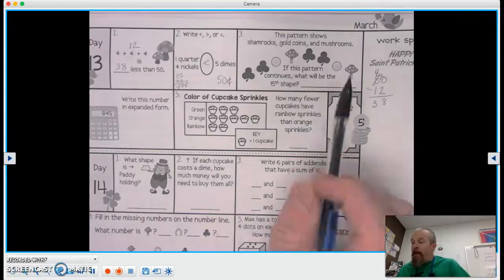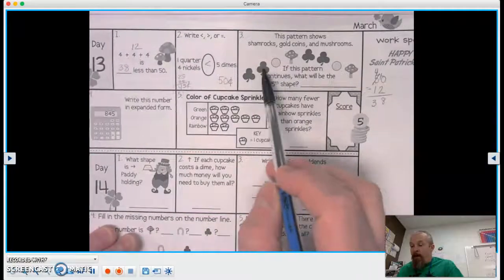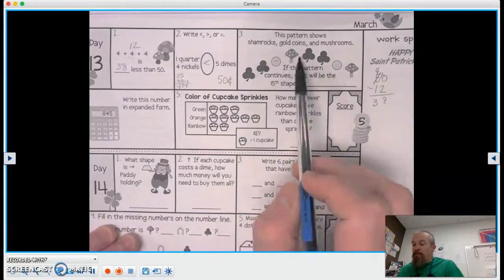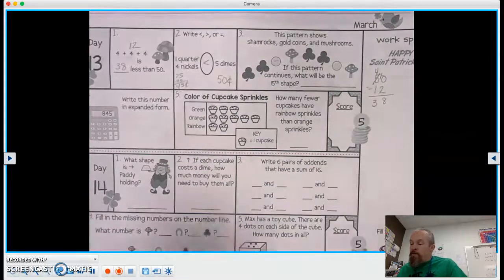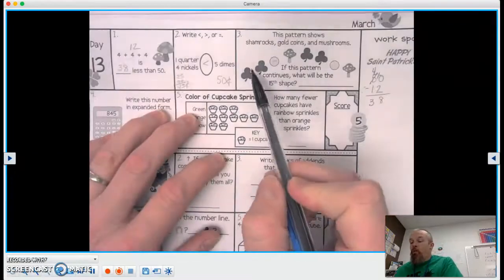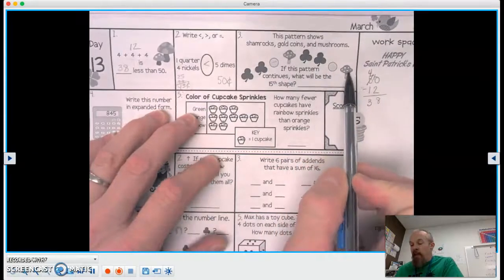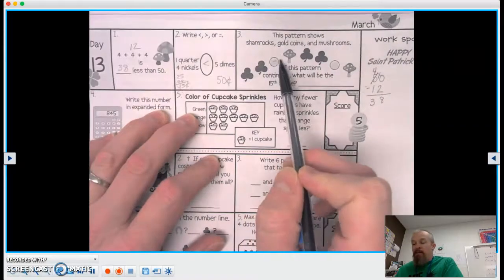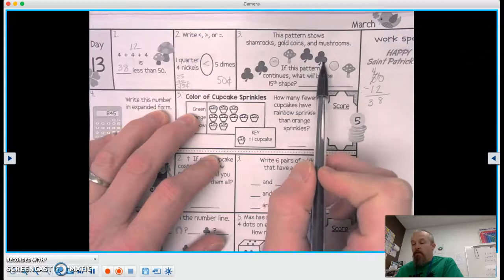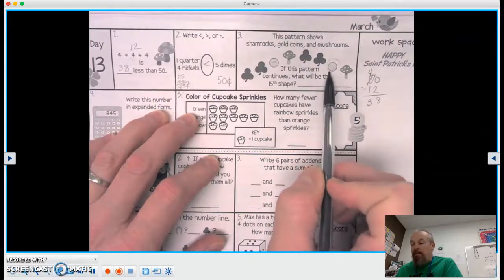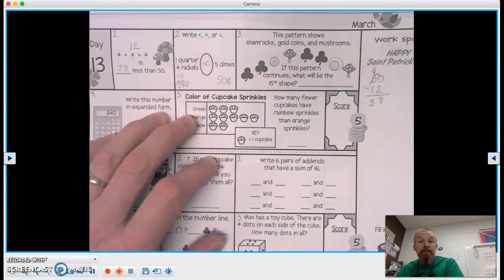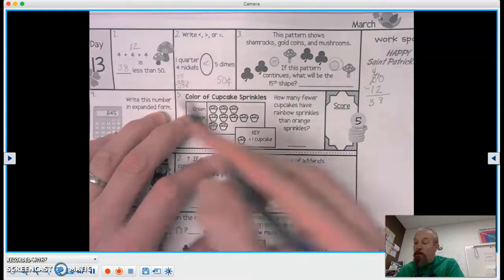Okay, this pattern shows shamrocks, gold coins, and mushrooms. If this pattern continues, what will be the 15th shape? Whoa, 15th shape. Okay, 1, 2, 3, 4, 5, 6, 7, 8, 9, 10, 11, 12, 13, 14, 15. The 15th shape is the gold coin.